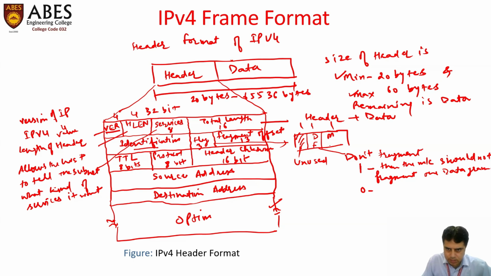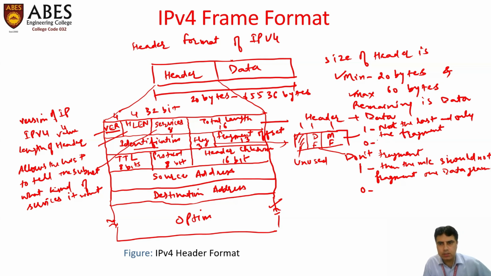Next field is MF, more fragment. If this bit is 1, it means that the datagram is not the last and only fragment. If this bit is 0, it means it is the last or only fragment.